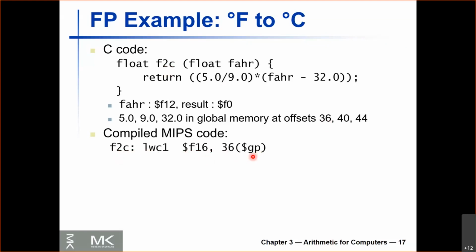All right, so now what do I do? I've loaded 5.0. What do I need to do next? Right, I need to load 9.0. Where is 9.0? Right, exactly. So I'm going to load 9.0 from 40 GP, and I'm going to put that in another temporary register, which is F17. So I'm going to do load word C2, C1, sorry, this is a mistake. It should be a 1 over here. So I'm going to do load word C1, F17, 40 GP. Okay? Clear so far? Any questions?